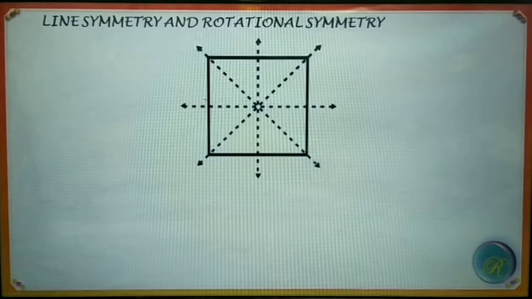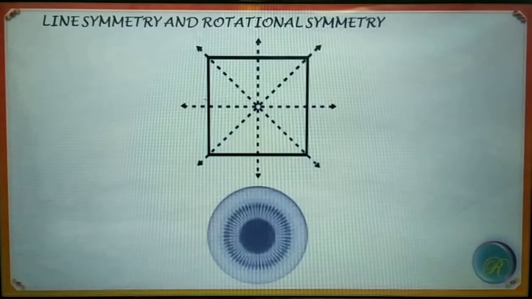The circle is the most perfect symmetrical figure because it can be rotated around its center through any angle, and at the same time it has infinite number of lines of symmetry. Every line through the center forms a line of symmetry, and it has rotational symmetry around the center for every angle.